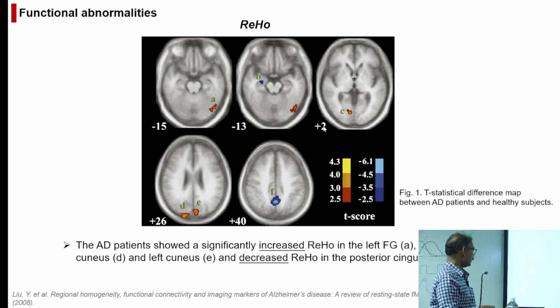And in this case, what we see is that AD patients showed a significantly increased ReHo in the left frontal gyrus, right LG, right cuneus, and left cuneus. Also a decrease in the posterior cingulate cortex, the PCC, was observed.